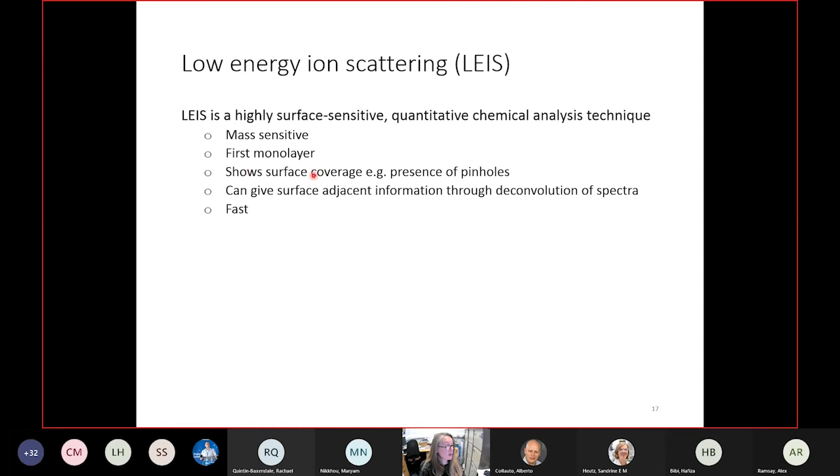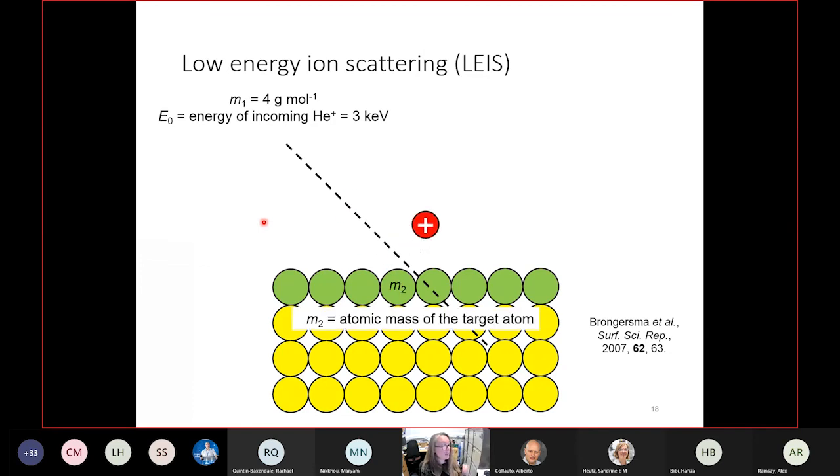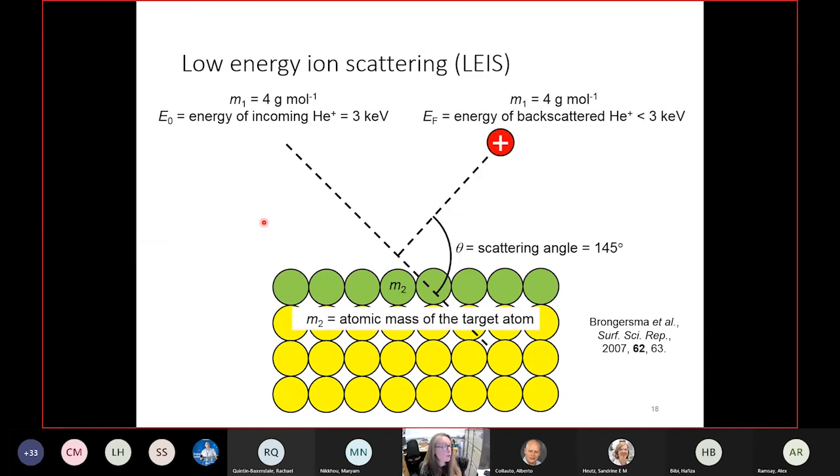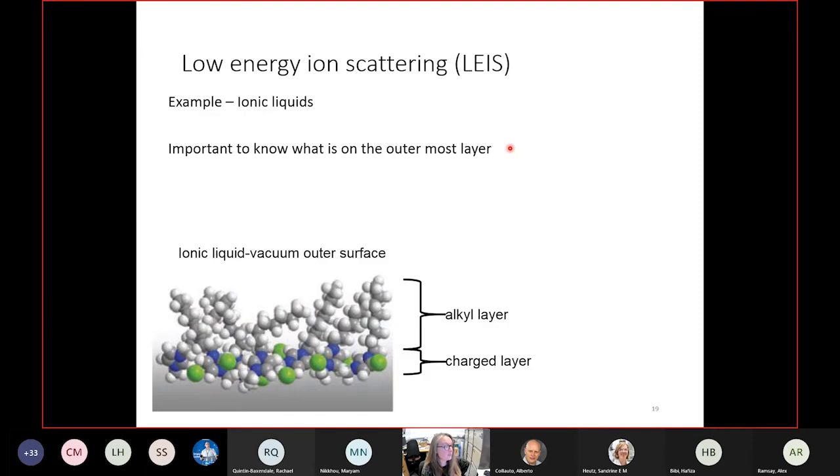We can see how coatings work because we can see the presence of pinholes. We can see information at the next 2 to 3 atom layers below due to the convolution of the spectra, and it's quite a fast analysis. So just quickly to go over the process, we have an ion that comes in and scatters off. Through the conservation of momentum, we can calculate what the ion actually interacted with, because we calculate the energy loss of the scattered primary ion.